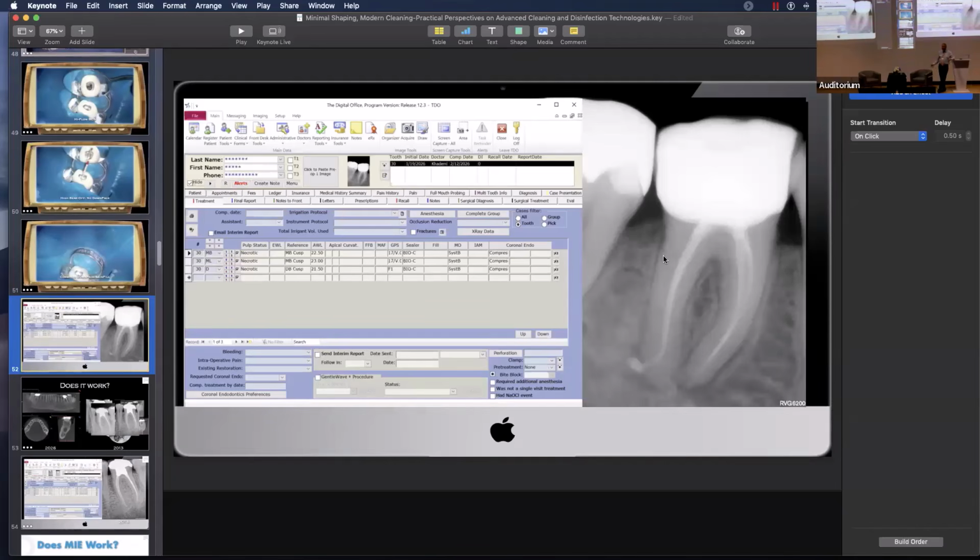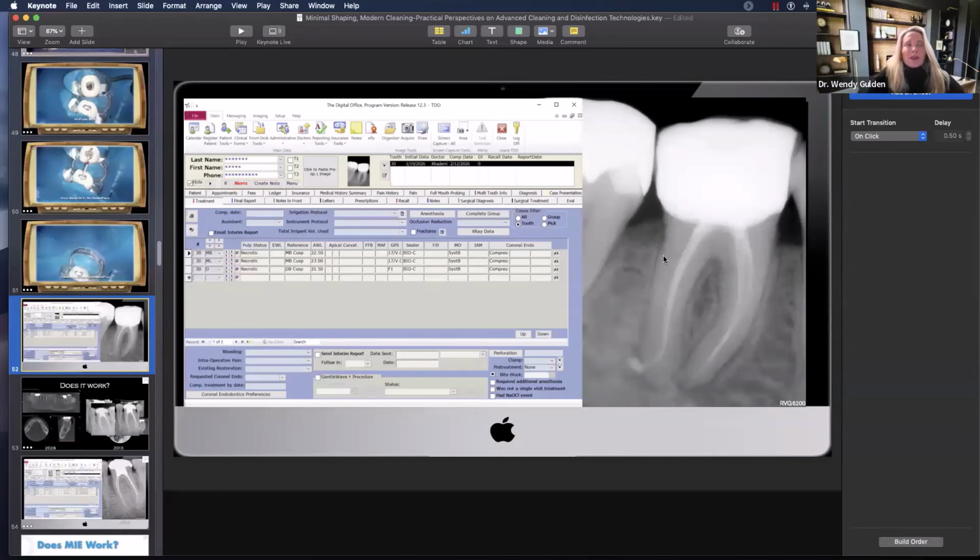So the purpose of the file now is no longer to scrape the canal walls or touch the canal walls. The purpose of the file, in my mind, is to make sure I can get a cone to fit. And the next question is, why do you need a cone to fit? Well, you want to do something that looks like you did a root canal. Still.